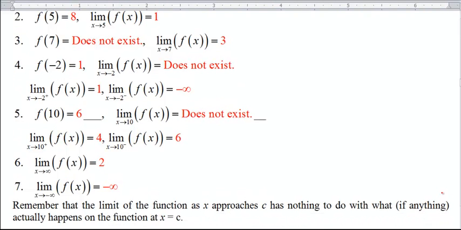Finally, remember that the limit of the function as x approaches c has nothing to do with what, if anything, actually happens on or at the function when x actually equals the c value.